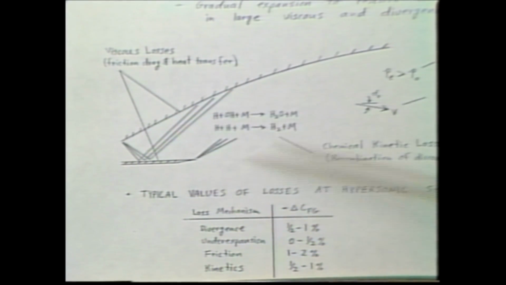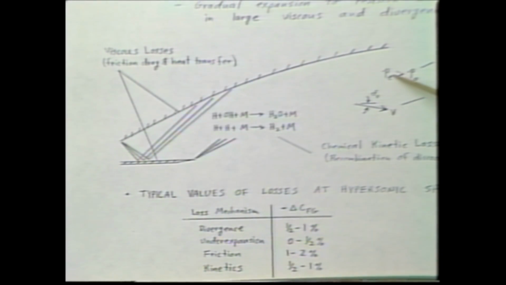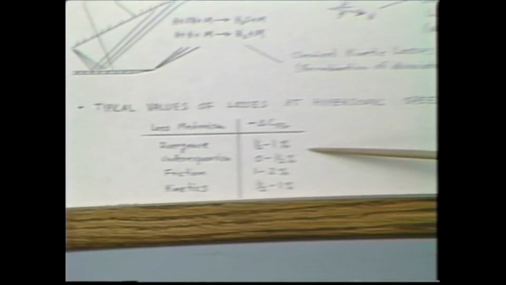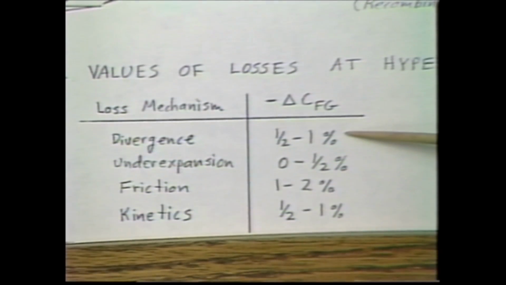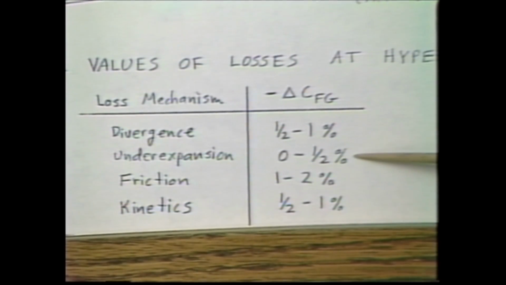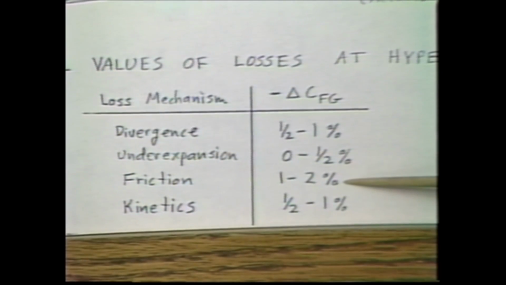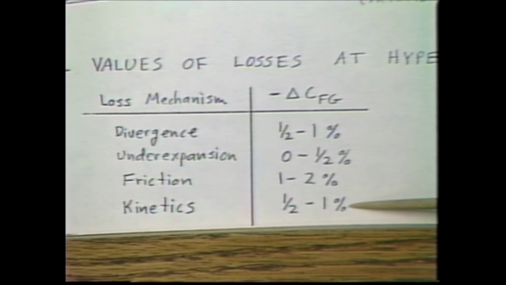Here I've illustrated all the different losses, friction and heat losses, the fact that you're underexpanded, your pressure is quite a bit higher than ambient, as I illustrated earlier, divergence losses having to do with the velocity. And down below here show typical values of the kind of losses you'll get in a practical design. Divergence, CFG losses of 0.5 to 1%, underexpansion 0 to 0.5%, friction 1 to 2%. As you can see, that's one of the biggest components to it. And kinetics are 0.5 to 1%.